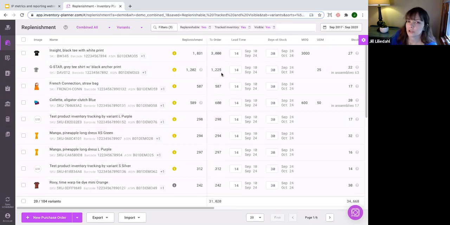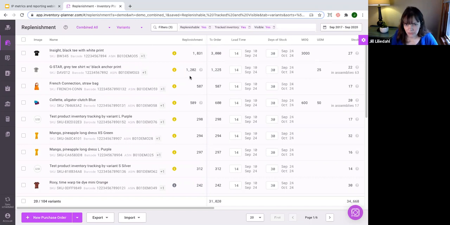Another consideration that To Order takes into consideration is UOM, which is units of measurement. This is our case size. This means I have to order 25 of these at a time. I can't order them in singles. So I can't order 1,202. We have to order in multiples of 25. You can see that we're rounding up here, and that'll be 1,225.